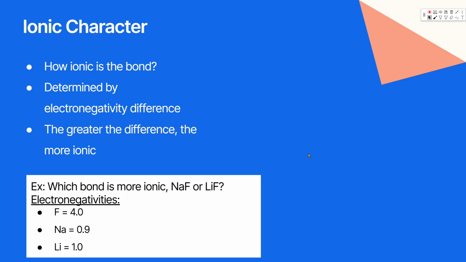Ionic character. This is just saying how ionic the bond is. It's determined by the electronegativity difference, so a greater difference creates a more ionic bond. Between sodium fluoride and lithium fluoride, sodium fluoride would be more ionic, since it has a greater difference in electronegativity than lithium fluoride.